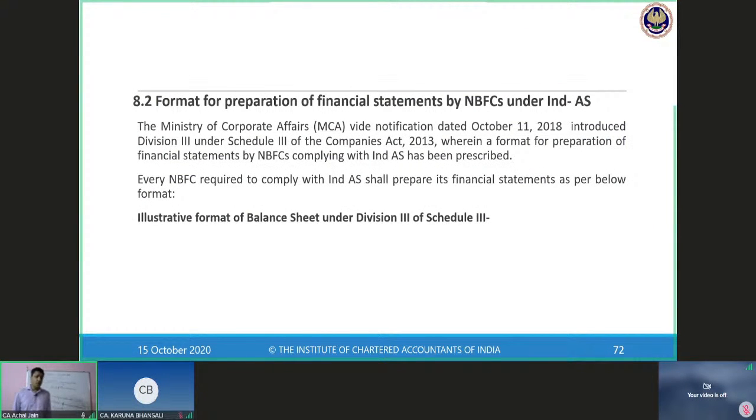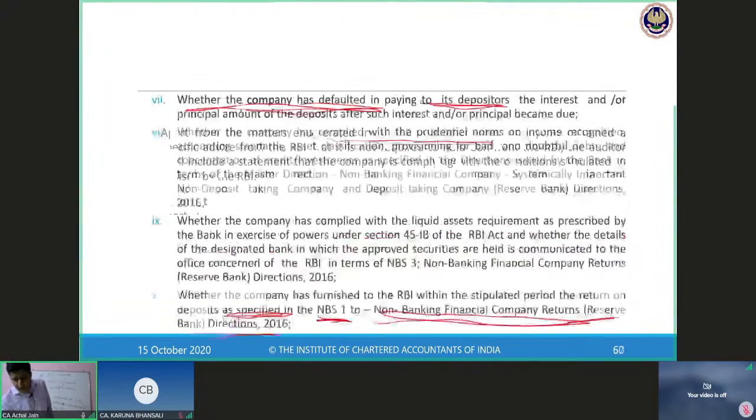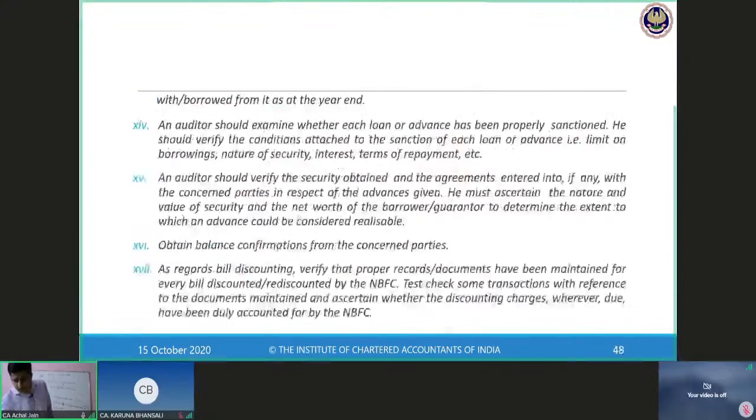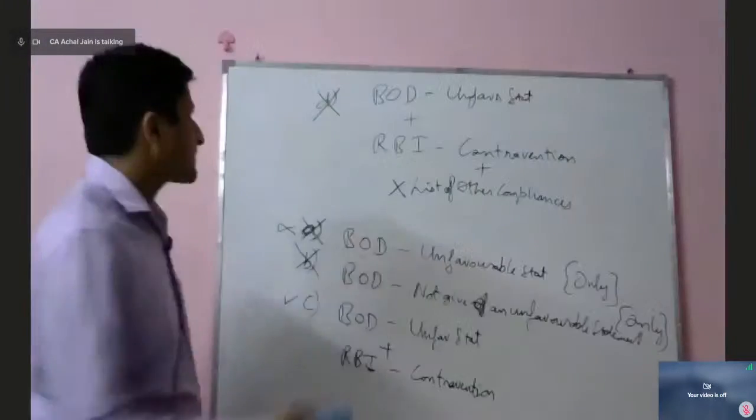So now what we can do is go to the procedures in relation to the audit of an NBFC. If you remember, there was a checklist which we skipped, which talked about the audit procedures specific to an NBFC. I'll not really go through this checklist. This is something for your reference only. I'll go through some of the other procedures which one can anyways think of in the context of an NBFC.